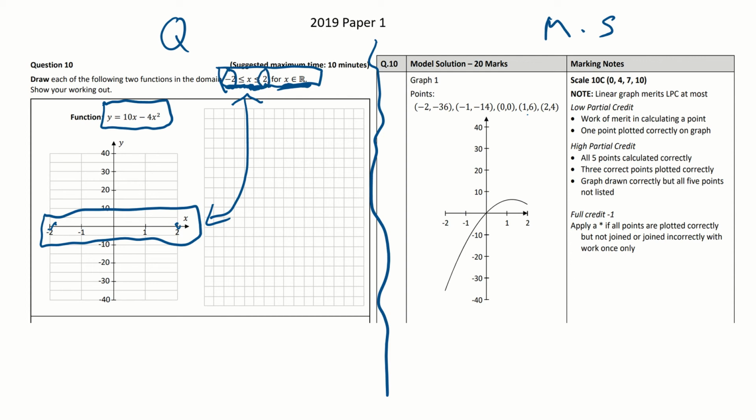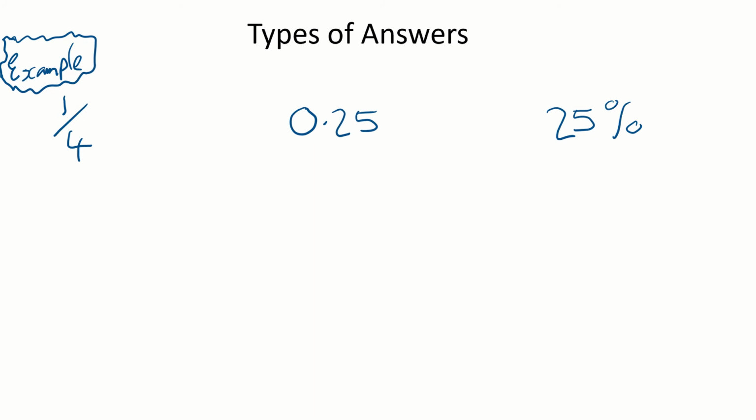Now, another type of question you could get is one without a graph, where you get an actual number as your answer. I've just written out, as an example, the types of answers you could get that equate to a quarter: a quarter written as a fraction, a decimal, or a percentage. All these things mean the same thing, essentially. But a lot of the time, the question will ask you specifically to put your answer in one of these three forms.